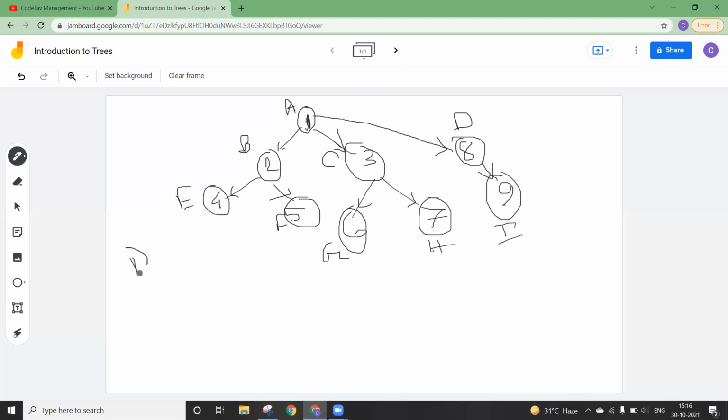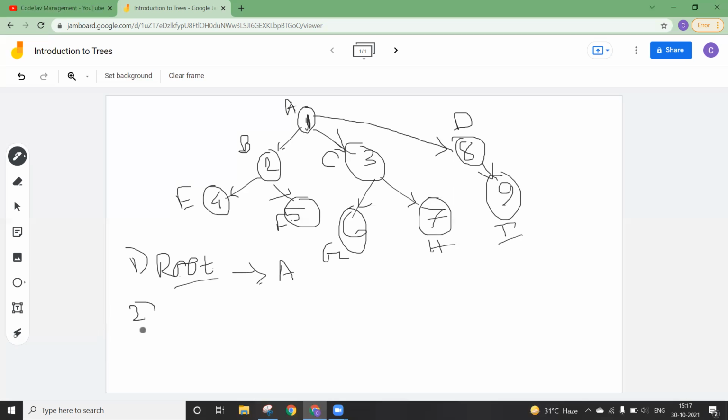The first one is root. The topmost node of a tree is called the root, and for the root there is no edge pointing to it. Here no edge points to the node A. But one or more edges originate from it, like A to B, A to C, A to D. These are the three edges which go out from node A. So here A is the root node.